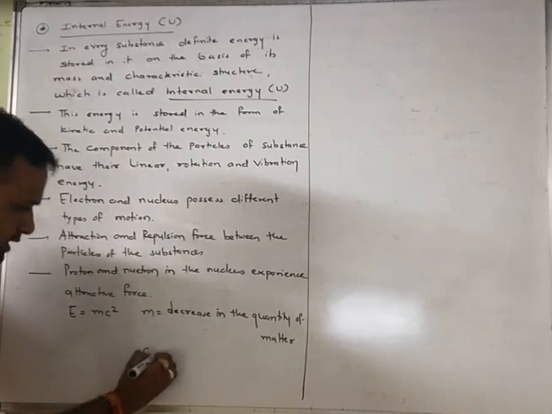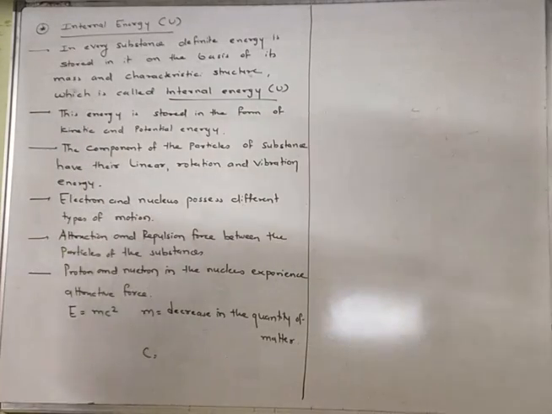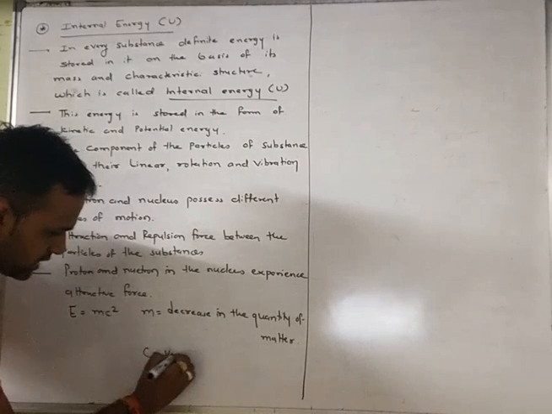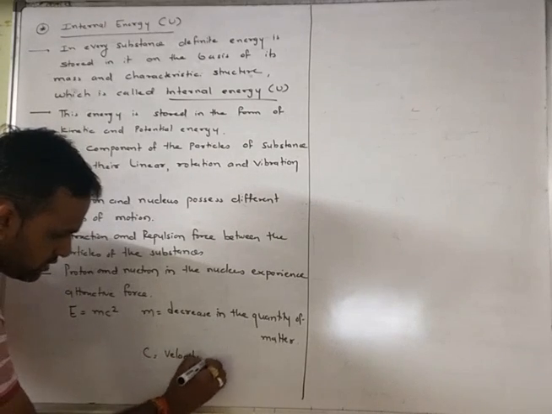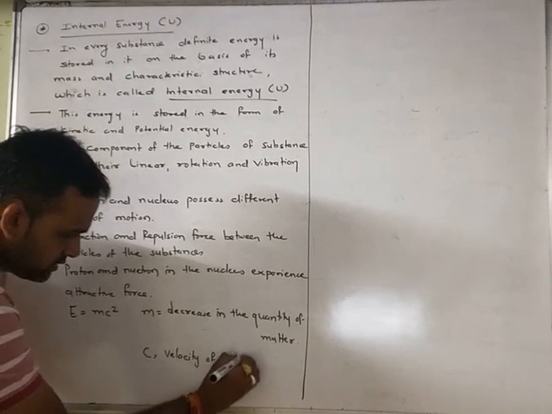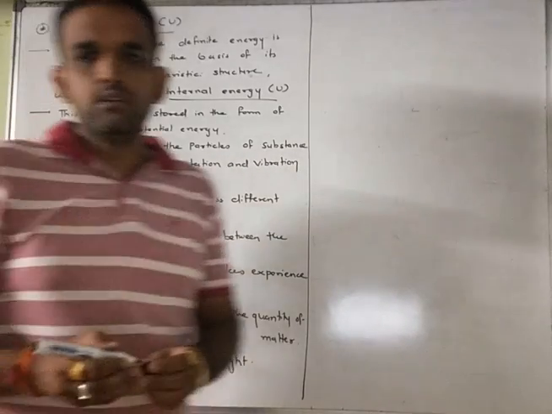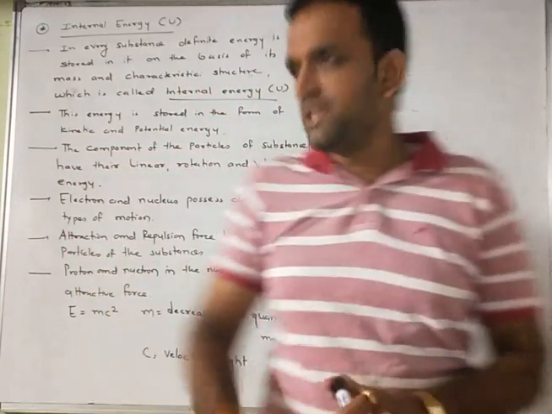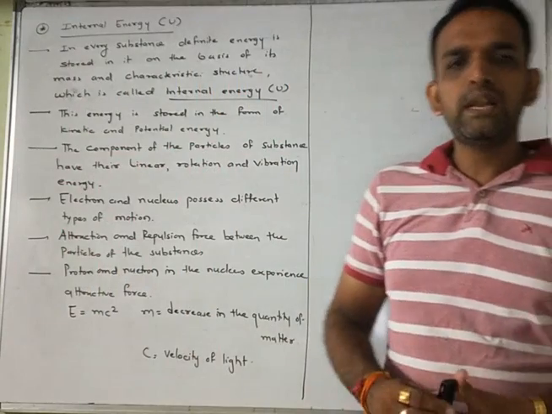And c is called what? So we can say velocity of light. You should know that E equals mc square, that you all know, right?